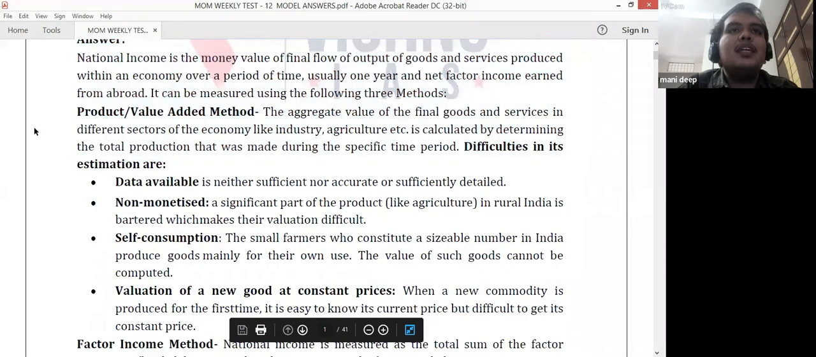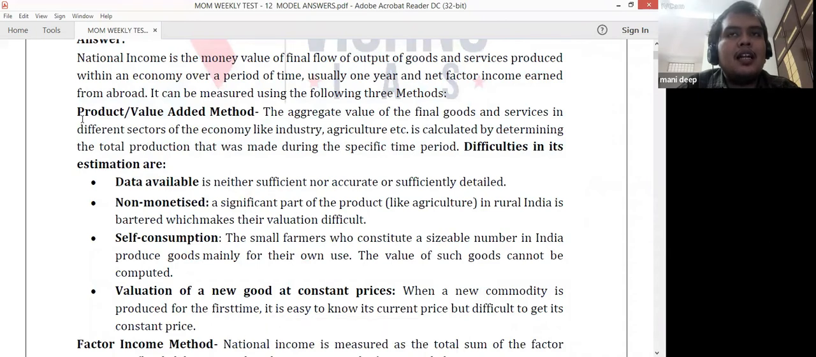That is nothing but the total flow of goods and services within a country. First you should write about the product or value added method. In the product method, it is about how many products you are producing from one industry or how much value addition you are providing. Based on that, you can evaluate the national income.